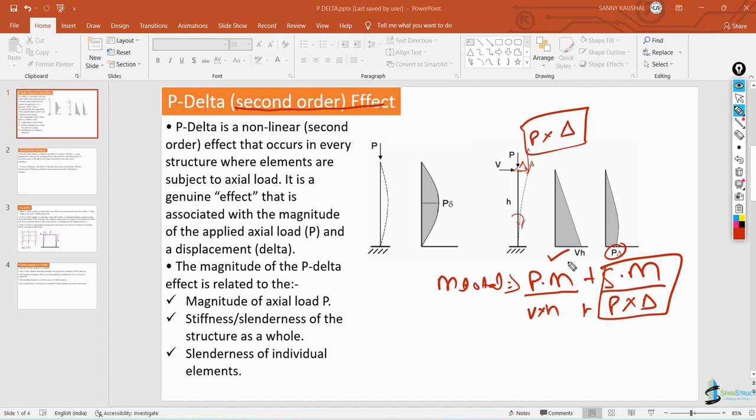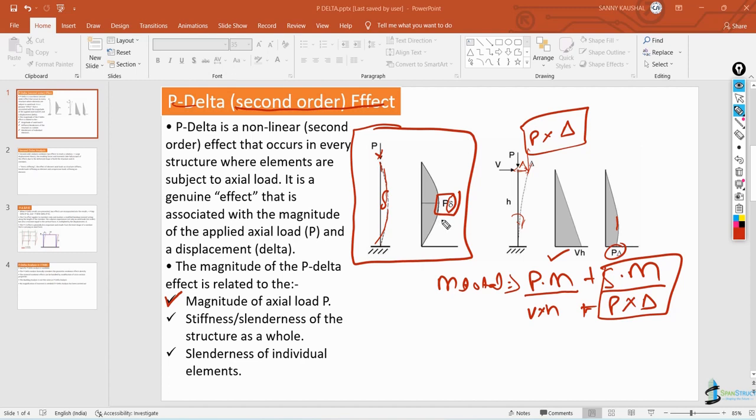This is the diagram of the primary moment, where you can see that the maximum moment will be at the base, and if you look at the diagram of the P delta, the maximum moment will be somewhere here. Now look at the second diagram, in which we have only the axial load, and due to this axial load we are getting some bending. We have a small delta here, and due to this we get a moment that is P multiplied by delta, and this delta we call a small delta. So due to this axial load we get one more moment, P multiplied by small delta.